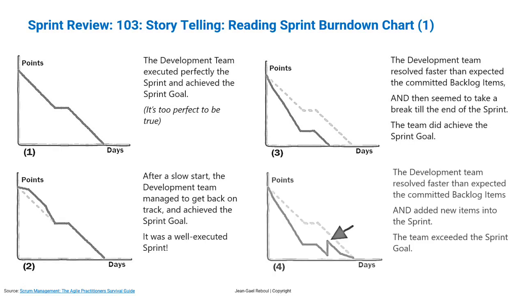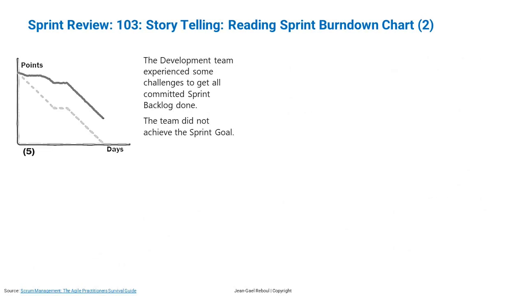Now, in this fourth example, it's the same scenario, but this time, the team does bring in new work into the sprint. And, obviously, when the team does that, the team exceeds the sprint goal, while still maintaining a sustainable pace. It's definitely a better than expected sprint, and, as the Scrum Master, you would definitely be happy to work with such a great team. Now, let's look at a sprint where things didn't go as planned.